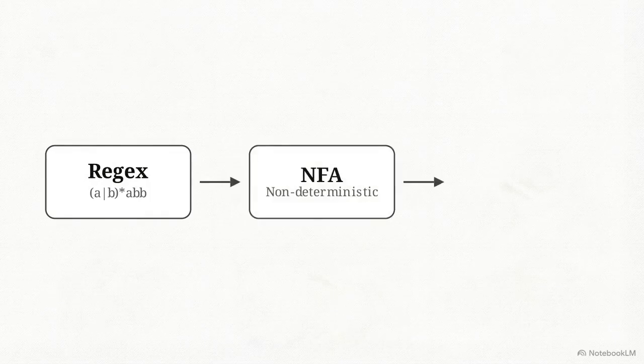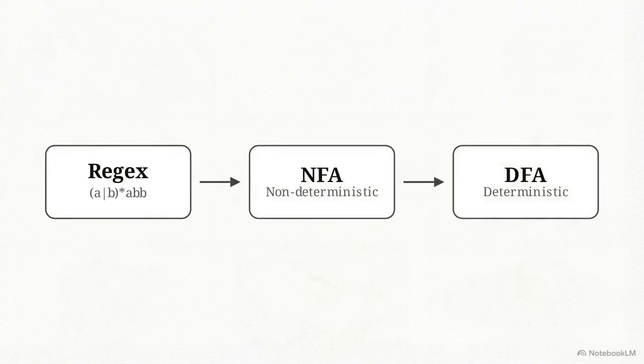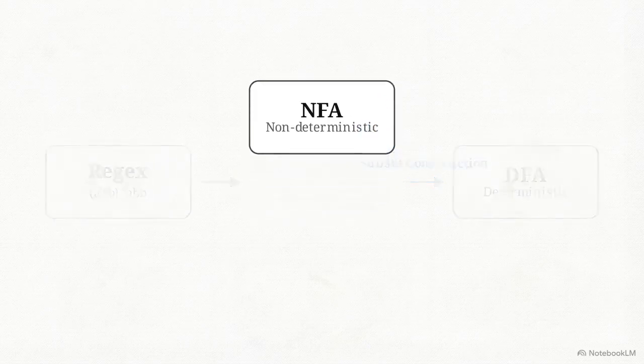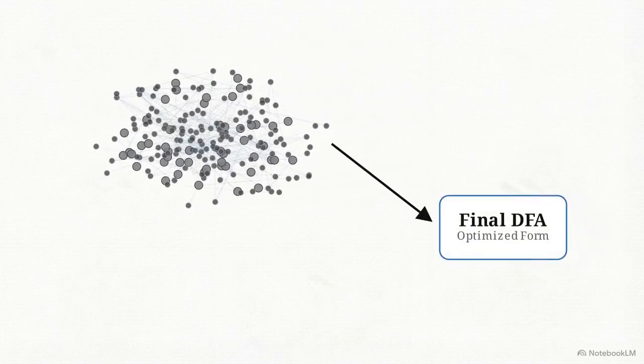We take a regular expression, convert it into a non-deterministic finite automaton, the NFA, and then translate that NFA into a final DFA. This middle step is where the pipeline slows down. The subset construction algorithm used to turn an NFA into a DFA is a significant computational load, often producing a mass of redundant intermediary states that the compiler has to sort through before it even reaches a final form.